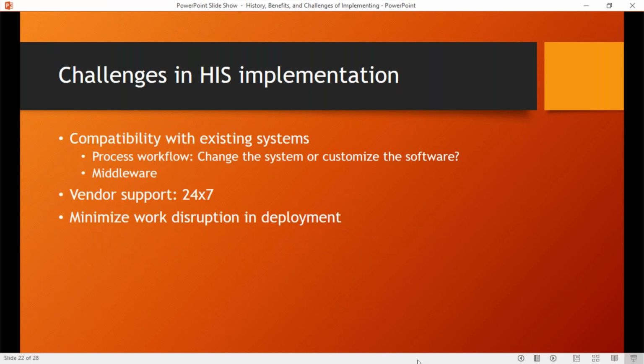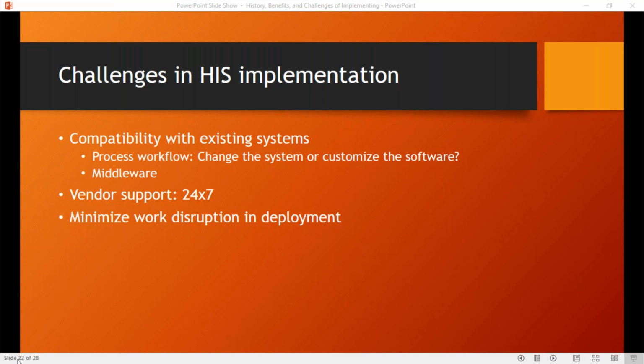Okay, our other challenges is that, again, you have to look at the compatibility with existing systems. We mentioned this a while back, that some of the challenges that we encountered are that of compatibility. Compatibility with what your current workflow is, for example. Upon implementing an HIS, some of the things that you might discover is that your existing workflow may be flawed.